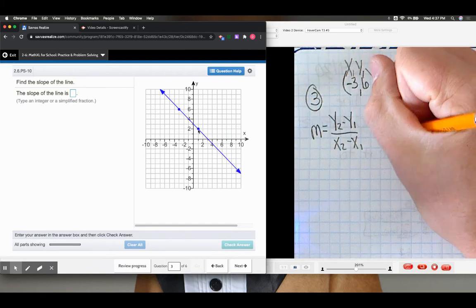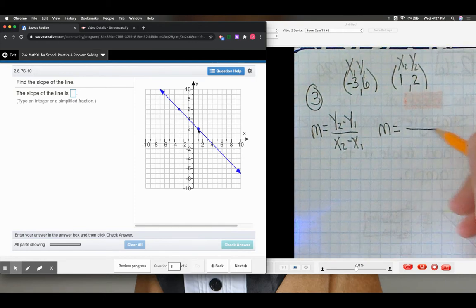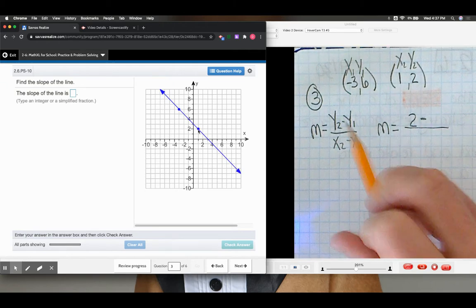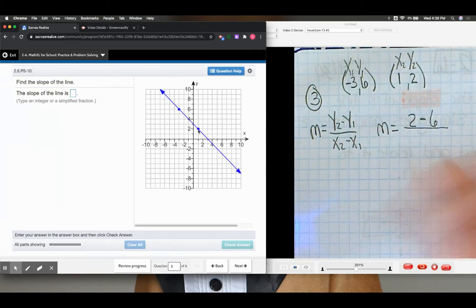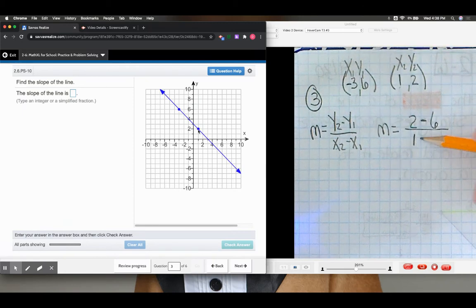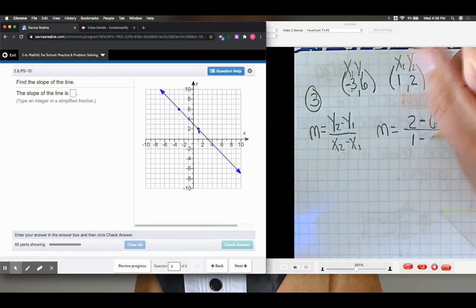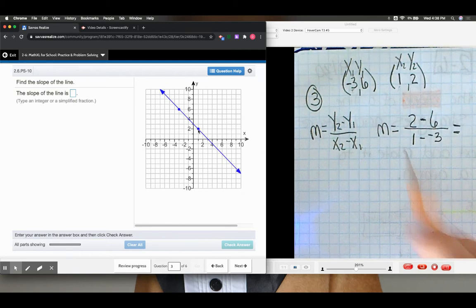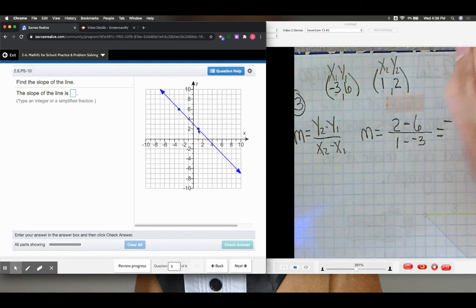So let's see. y2 is the number 2, minus y1 is the number 6, over x2 is 1 minus x1, which is negative 3. So be careful here. This is where a lot of students trip up. All right, 2 minus 6. 2 minus 6 is negative 4.